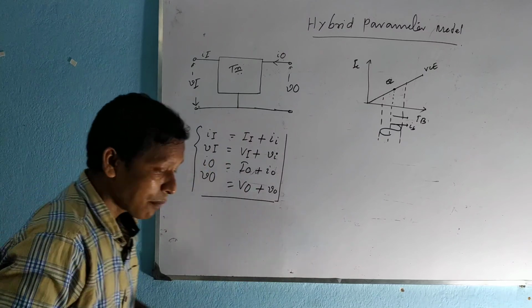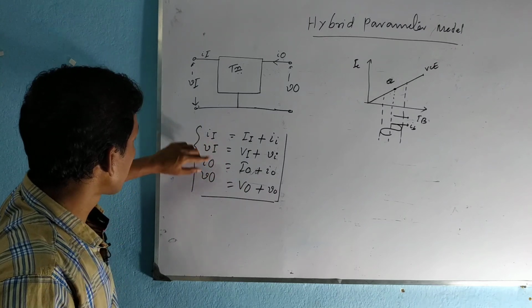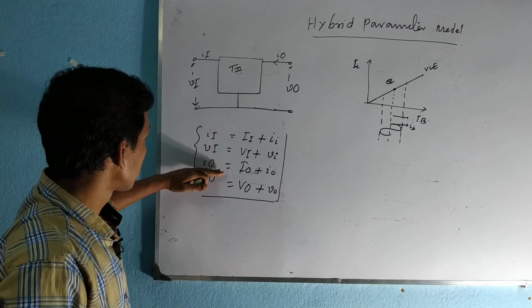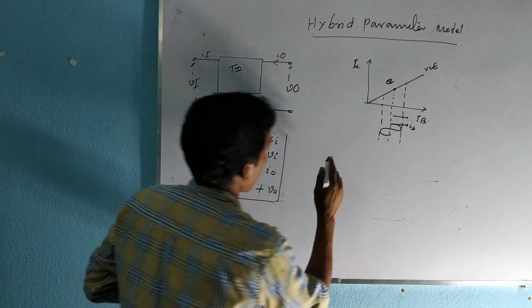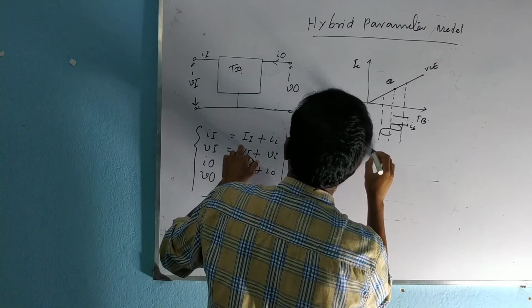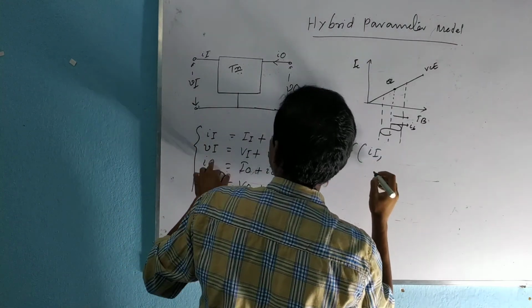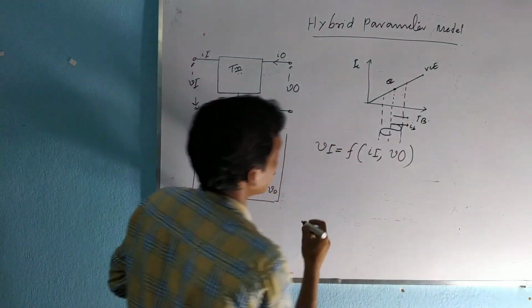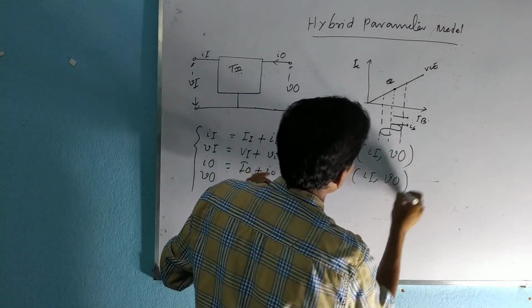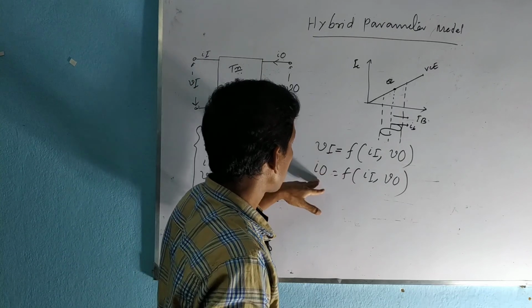To define the hybrid parameters, among the 4 parameters, 2 parameters, input current and output voltage, are considered as independent parameters. Okay, and the rest 2, input voltage and output current, are considered as functions of them. So input voltage is a function of input current and output voltage. Okay, and also output current is a function of input current and output voltage. Input current and output voltage are independent parameters, and input voltage and output current are functions of them.